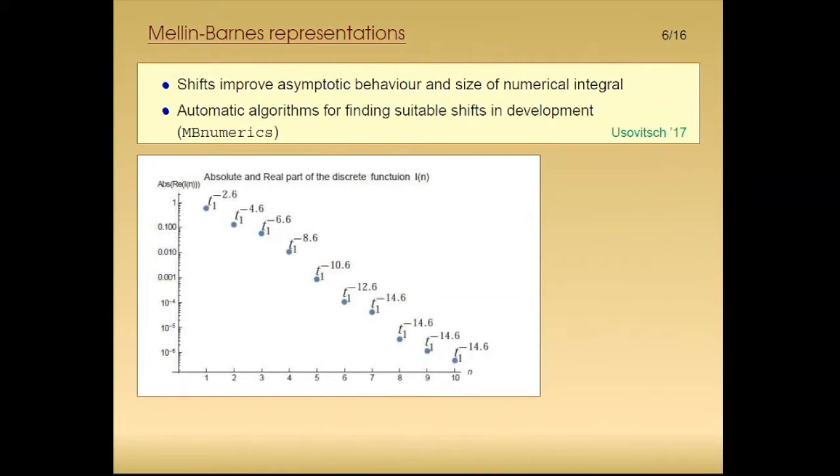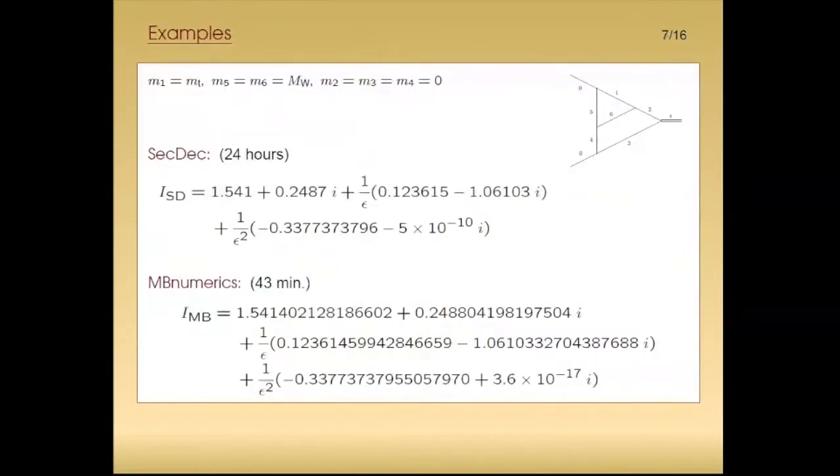However, for more complicated integrals, it's sometimes hard to find what are the right contour shifts one needs to do. My collaborator, Johann Usovitsch, has basically come up with strategies for how to choose these contours. It's not fully automated for any imaginable integral that you can think of, but at least for a large class of them, it works in a pretty much automated way. And I guess at some point there will be a public package called MBnumerics that does that.